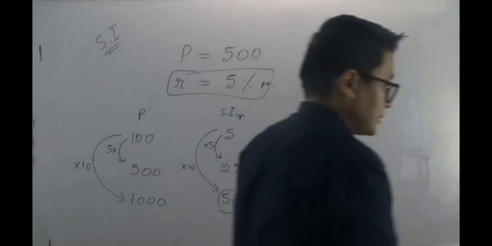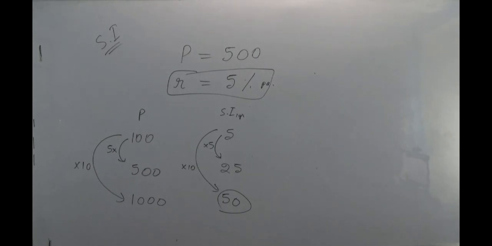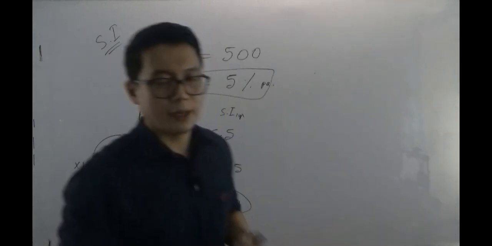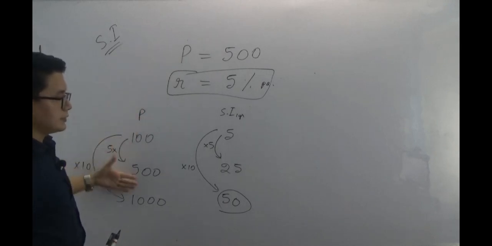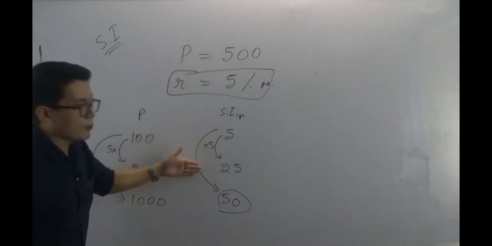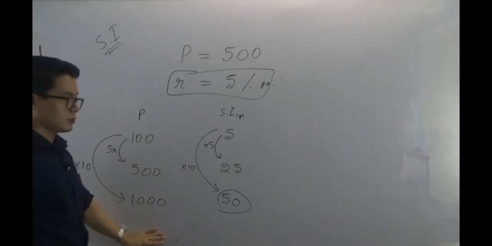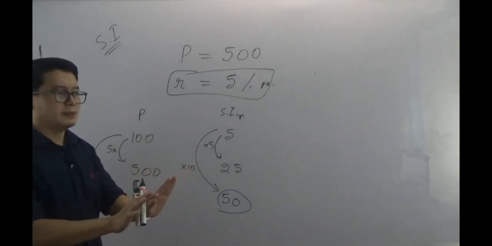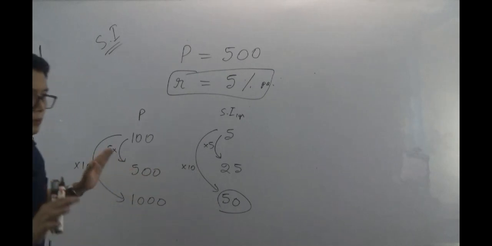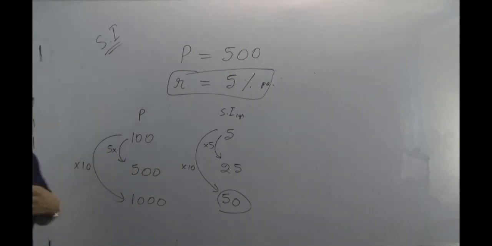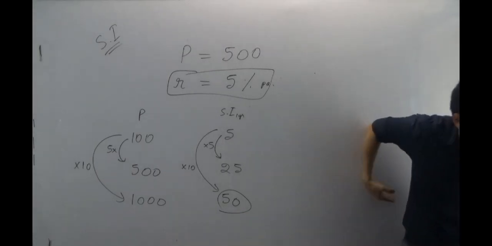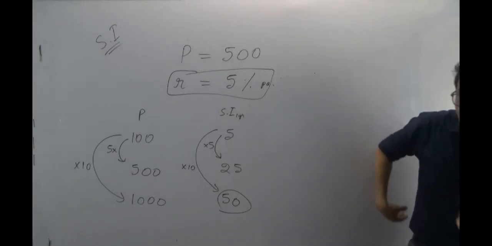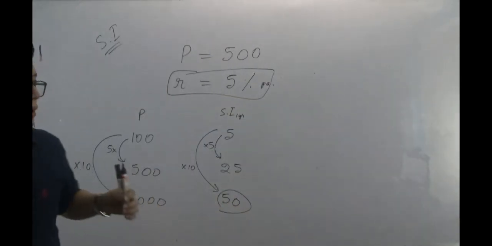It's the same unitary method. If the principal changes, the interest changes proportionately, in the same ratio. Is this fine with everyone? Yes, sir. As the principal changes, the interest follows the pattern. Now we'll come to the question.